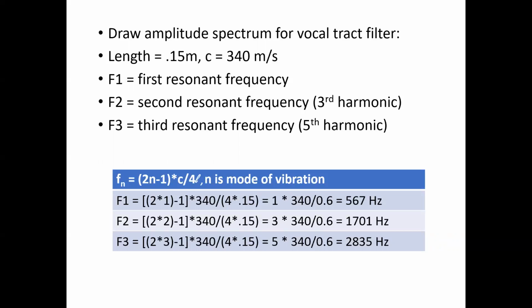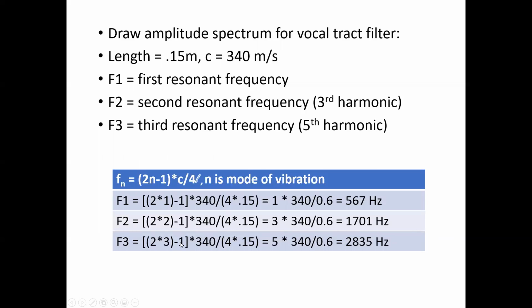And remember that this open closed tube only produces odd harmonics because it's a quarter wavelength resonator. So the second formant or resonant frequency actually represents the third harmonic of that vocal tract tube. And F3, the third formant, is actually the fifth harmonic. That's going to fall out of our formula.